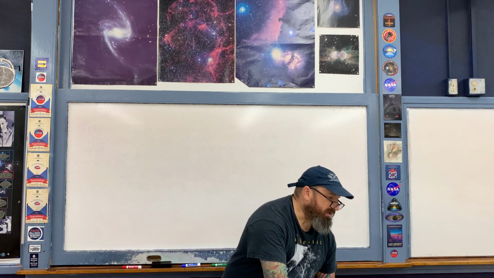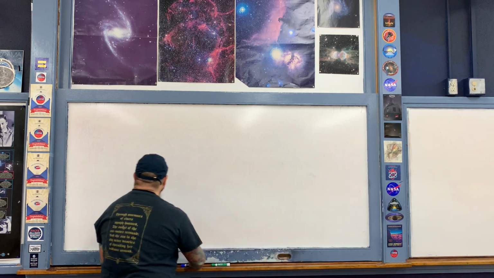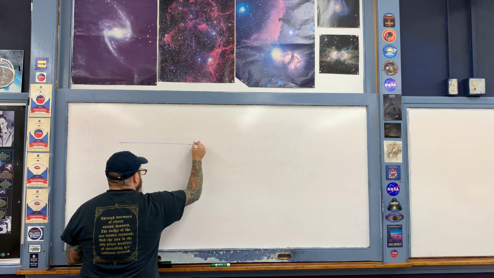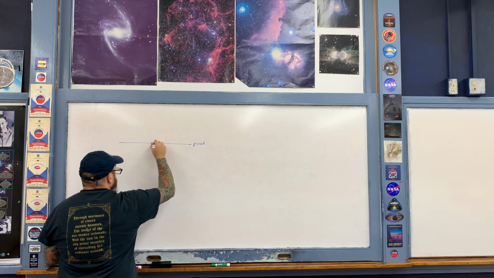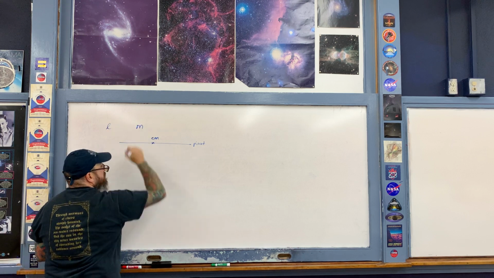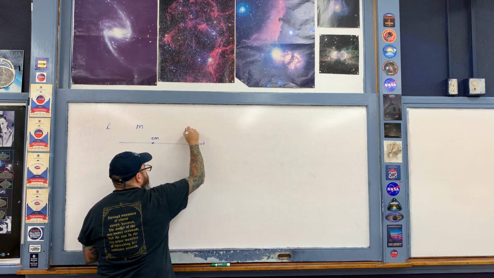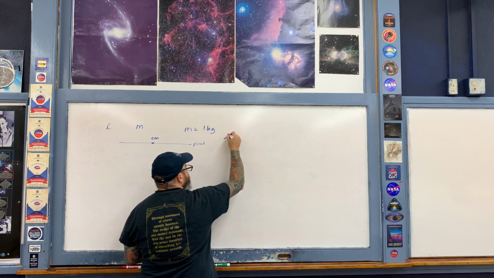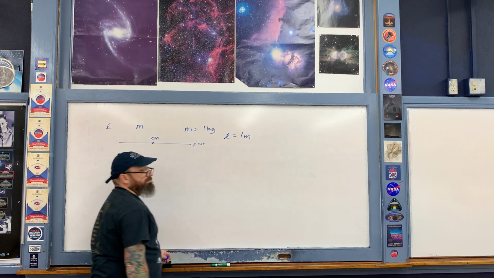All right, so because the pivot is frictionless, this means it's going to be a conservation of energy situation. So let's draw it out like so. Right here is the pivot. Right here is the center of mass. The stick has a length L and a mass m associated with it. Its mass m is 1 kilogram, and the length L, excuse me, is equal to 1 meter.